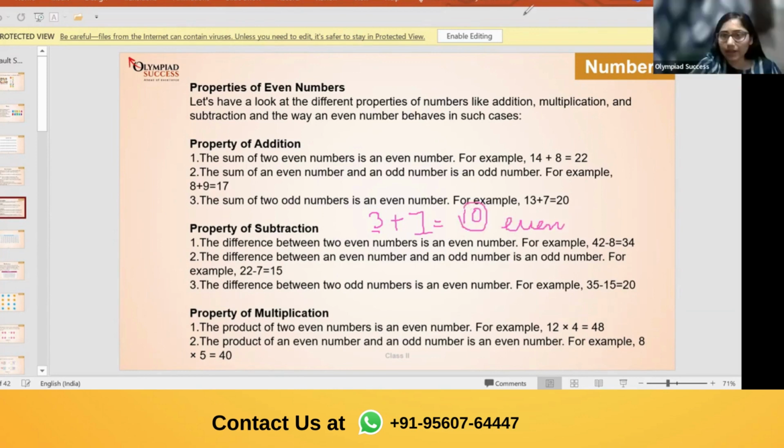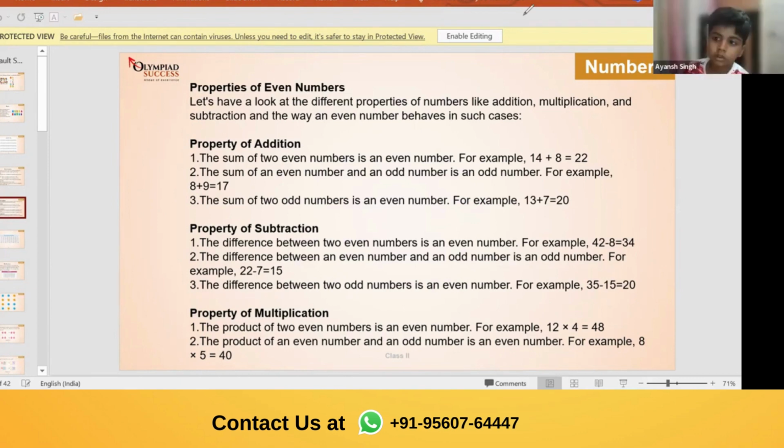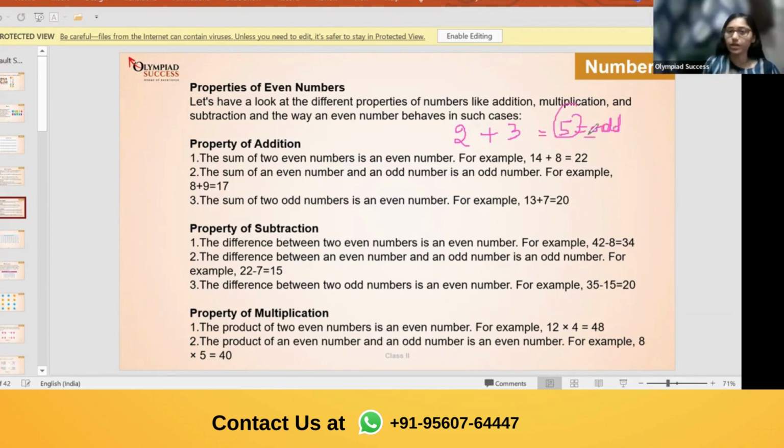Okay, my next question is for Ayansh. Could you tell me the sum of one even number and one odd number? What is the sum of one even and one odd? Odd. For example, 2 is even and 3 is odd. 2 plus 3 is 5 and 5 is odd. Yeah. Okay, let's go to the next one, property of subtraction.